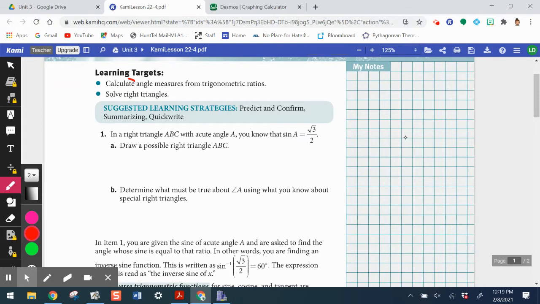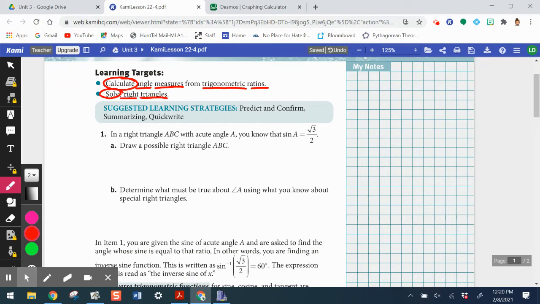Our task is to calculate angle measures from trigonometric ratios. Up until this point, primarily, you've been given the angle measures and you were asked to find a missing side based on a trigonometric ratio. Now, we're going to figure out how to use those trigonometric ratios to calculate angle measures. And then, just like always, we're going to continue solving, in this case, solving right triangles.